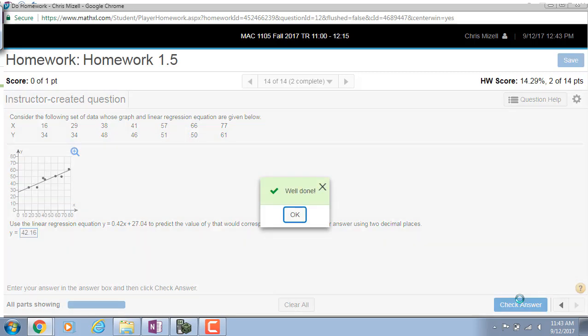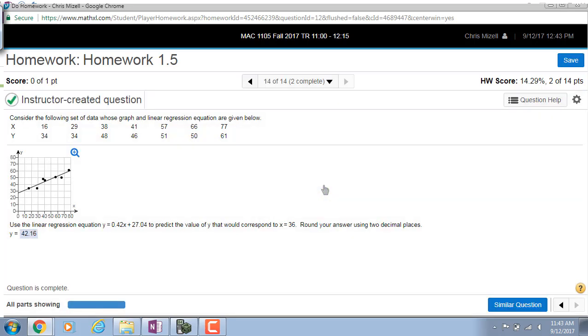Now, these hard problems are easy problems. Once you get the calculator going, you feel comfortable with how to make it give you the information that you need. It should seem like fairly easy problems. So hopefully these won't be too bad.